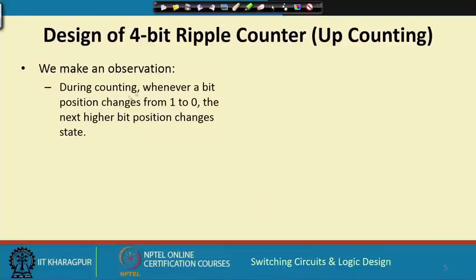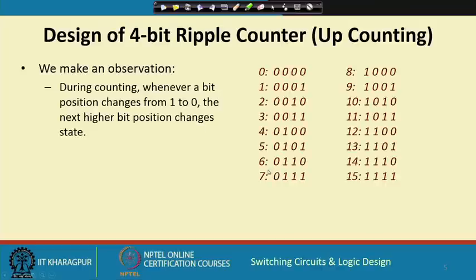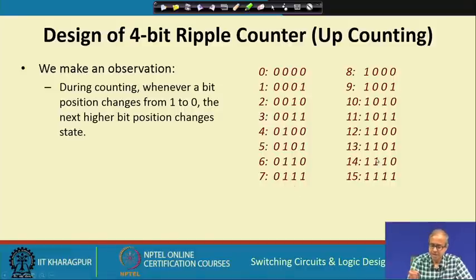During counting, whenever a bit position changes from 1 to 0, the next higher bit position will change state. Let us try to explain this with this sequence of counting. So, I am showing the decimal values 0 up to 15 and the corresponding binary values. Now, let me try to validate this.